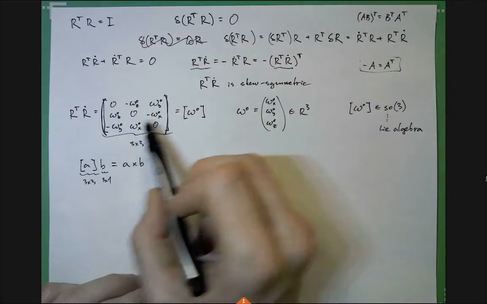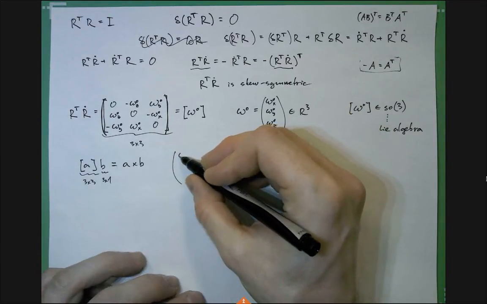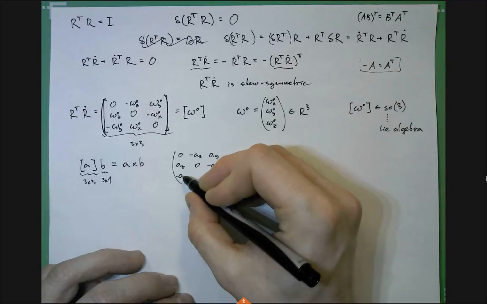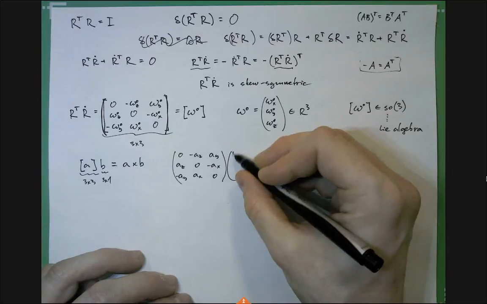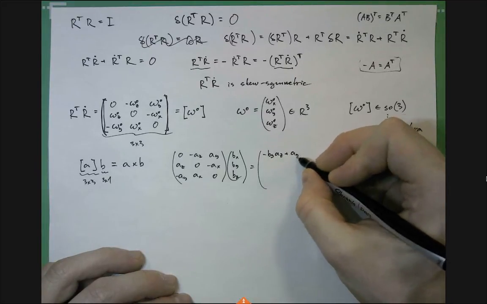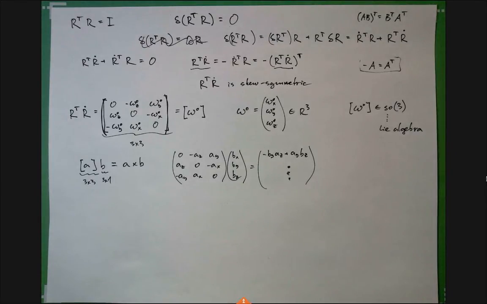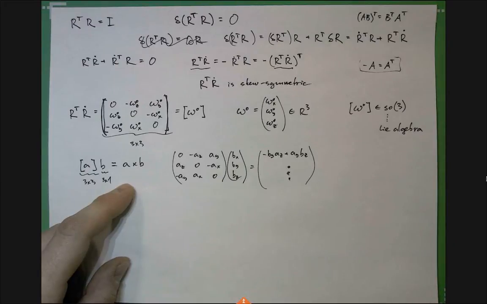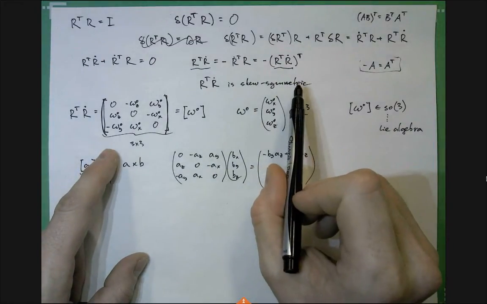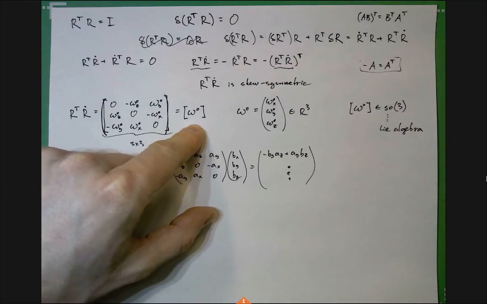And that's also why I define the minuses in this funny way, because if you write it out like this, 0, minus AZ, AY; AZ, 0, minus AX; minus AY, AX, 0, and if I now multiply it by BX, BY, BZ, then you will get minus BY AZ plus AY BZ, and so on. And this is exactly the same as the cross product. So that's sort of interesting. Here you can start seeing the relationship between the derivative of a rotation matrix and the angular velocity vector, because this omega 0 is going to be exactly the angular velocity of the object in the object space.